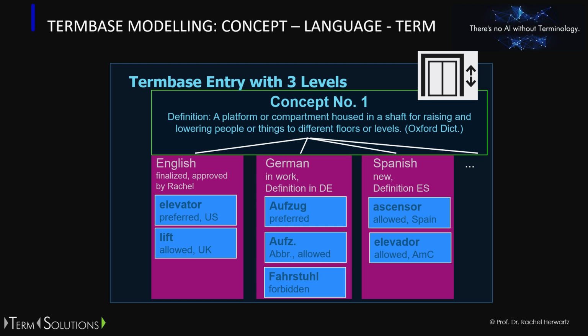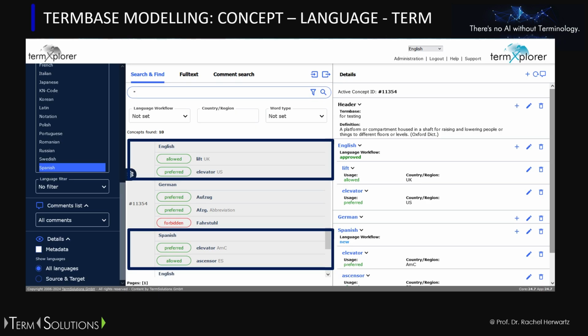There are 2 synonyms in English, for lift and for elevator, one used in British English, the other in American English. And you have 2 synonyms in Spanish too. In Spain is used ascensor, and in America is used elevador. This is TermXplorer. Here in the middle, in the search bar, you can see the 2 synonyms in English, for lift and for elevator. And you have 2 synonyms in Spanish too.